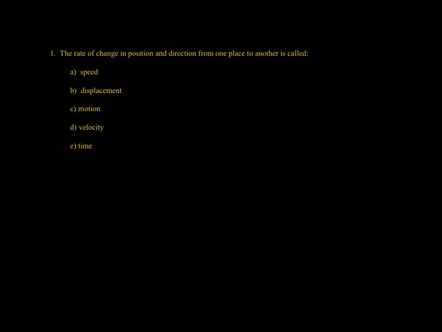Okay, so here is the practice test review for the unit on motion, Unit 2. What is the definition of the rate of change of position and direction from one place to another? That is known as velocity. Velocity is the rate of change in position and direction. If it was just position, that would be speed, but when you add direction, that is what is known as velocity.